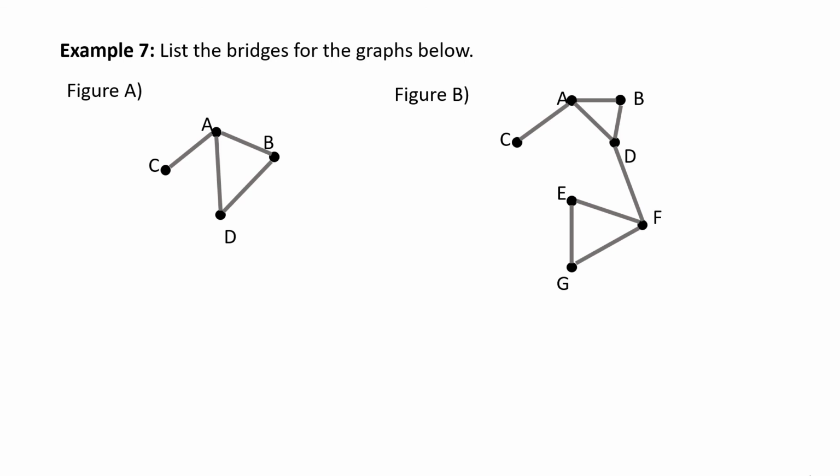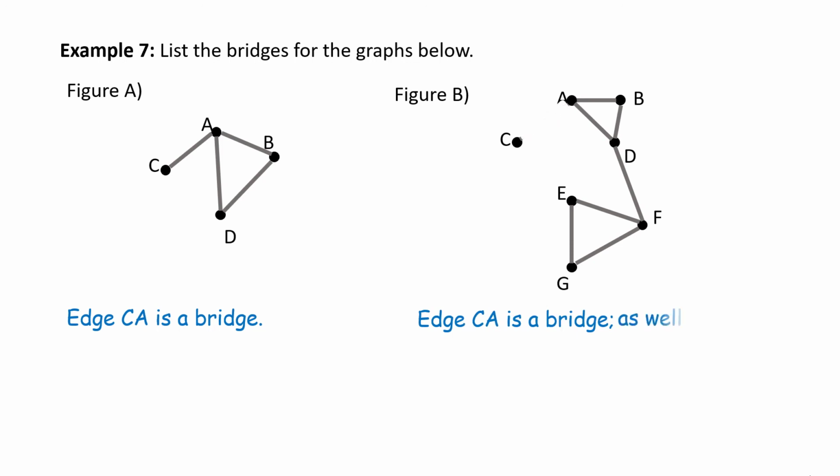Example, list the bridges for the graphs below. Let's begin with figure A. The edge CA is a bridge. If that edge is removed, C would be standing alone, disconnected from the rest of the graph. Let's look at figure B. For figure B, its edge CA is a bridge, as well as edge DF.